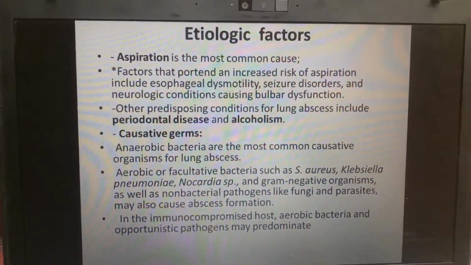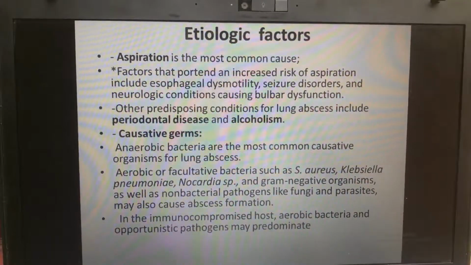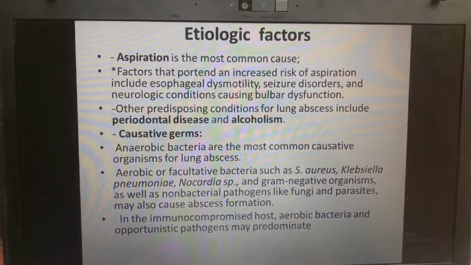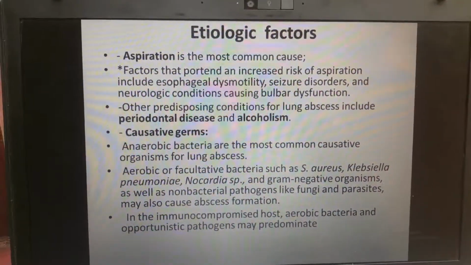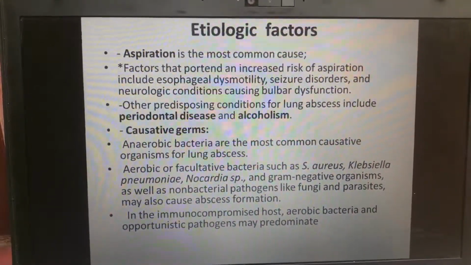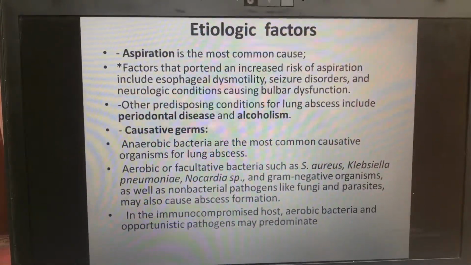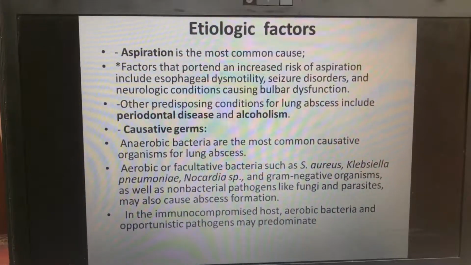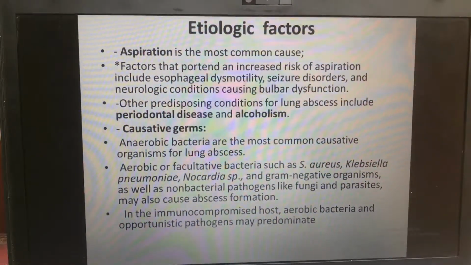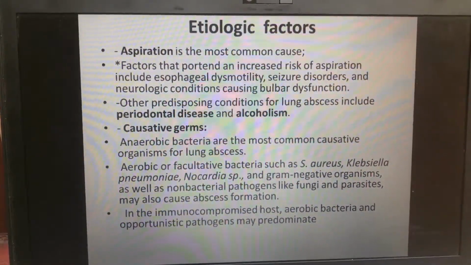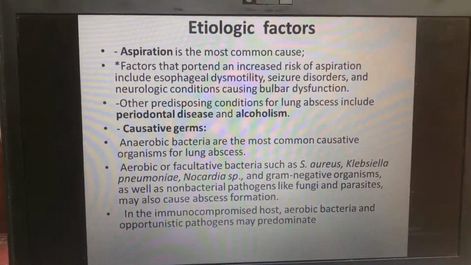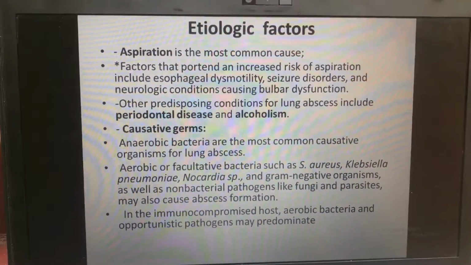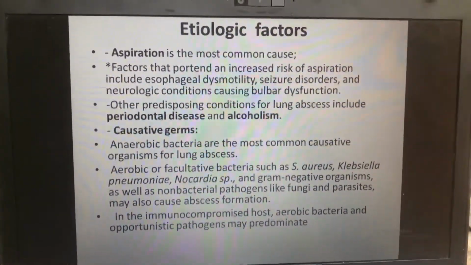Causative agent. Anaerobic bacteria are the most common causative organisms for lung abscess. Aerobic or facultative bacteria such as Staphylococcus aureus, Klebsiella pneumoniae, Nocardia, and gram-negative organisms, as well as non-bacterial pathogens like fungi and parasites, may also cause abscess formation. In the immunocompromised host, aerobic bacteria and opportunistic pathogens may predominate.